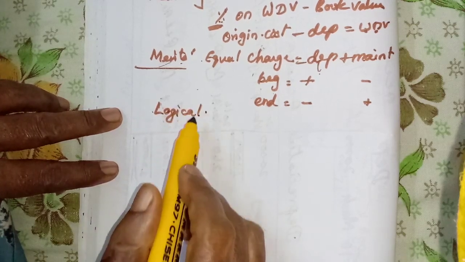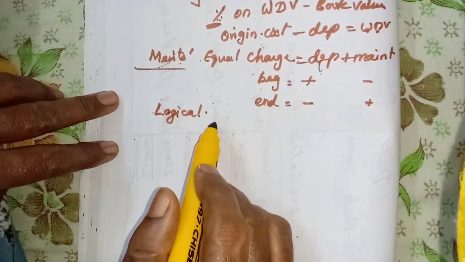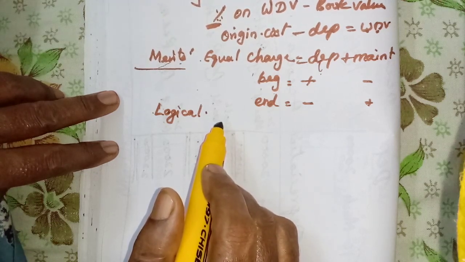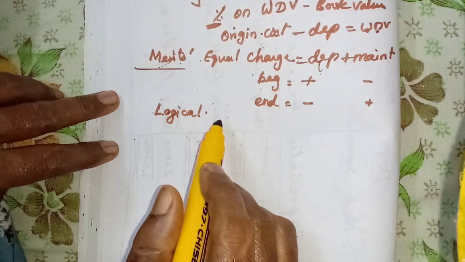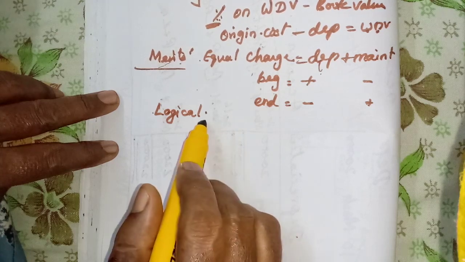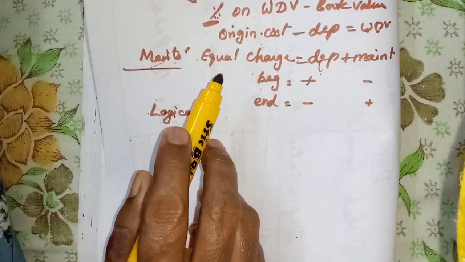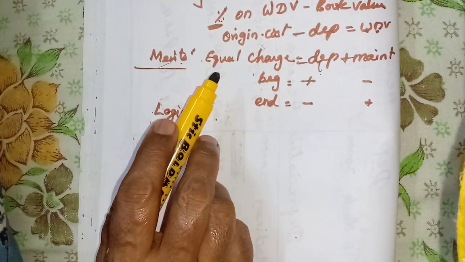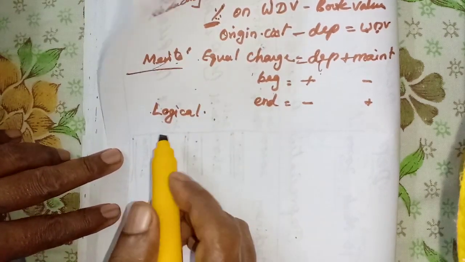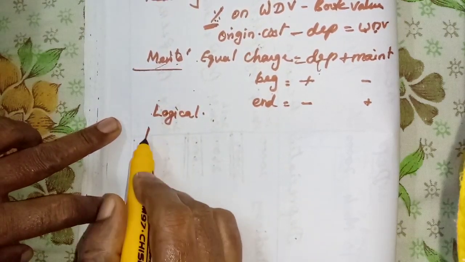There is a logic because in the initial years the asset will give more, it has more productive capacity. We can produce more goods. Okay, more hours we can run that machine. So we charge more depreciation, but around the end of the life of the asset, it will not give more production. The production will get reduced, so the amount of depreciation also gets reduced. Okay, so there is a logic under this method. Okay, then what are the limitations?